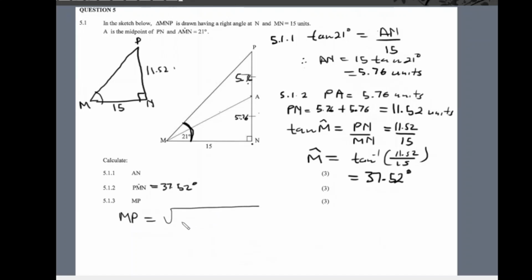So now using the theorem of Pythagoras, we will calculate MP by saying it is equal to the square root of MN squared plus PN squared, right? And we know MN is equal to 15 units, and PN is equal to 11.52 units. So now putting this in your calculator, we get MP is equal to 18.91 units, right? And then we're done with question 5.1.